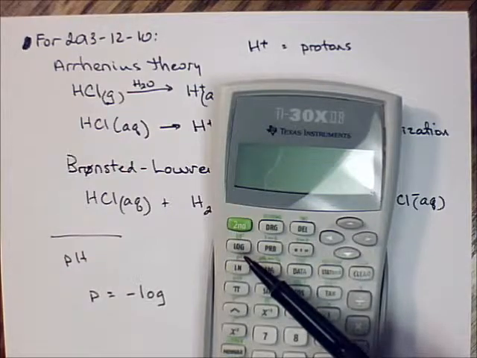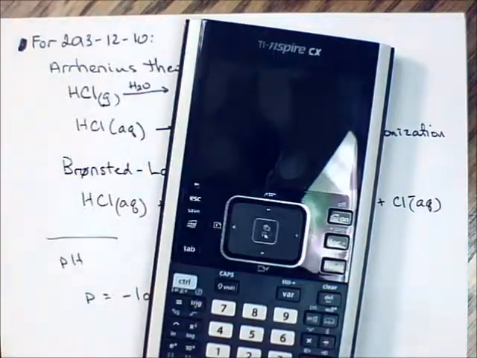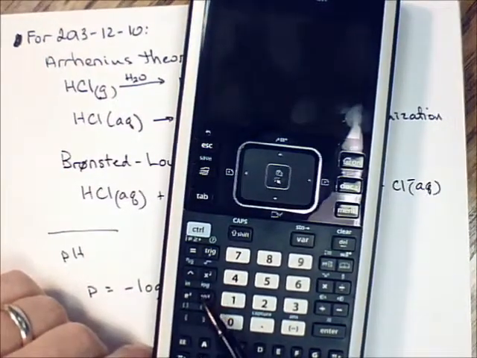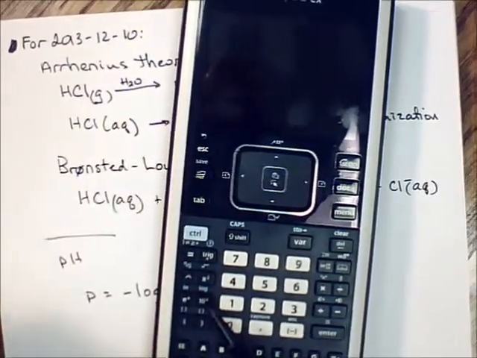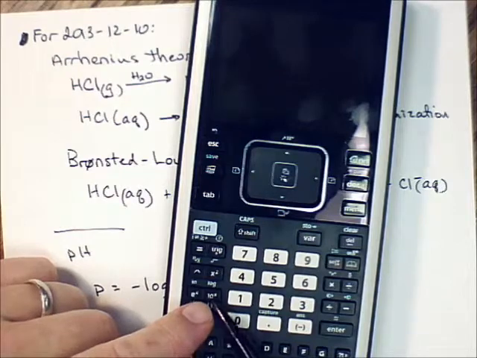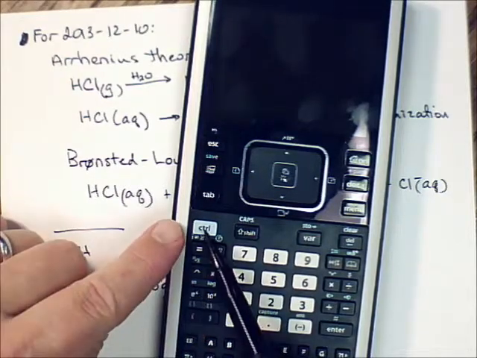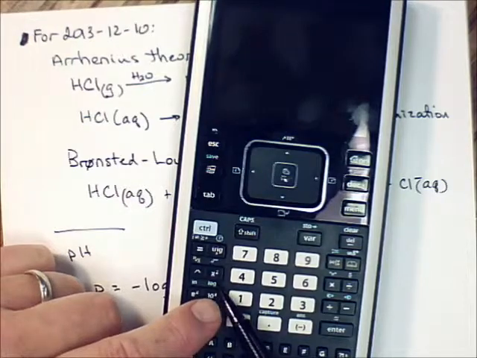Your calculator may have a logarithm button in a different place. Here's another calculator. In this case, the logarithm button is in blue above the 10 to the exponent button. So I'd have to hit Control and then the 10 to the exponent button in order to use logarithm.